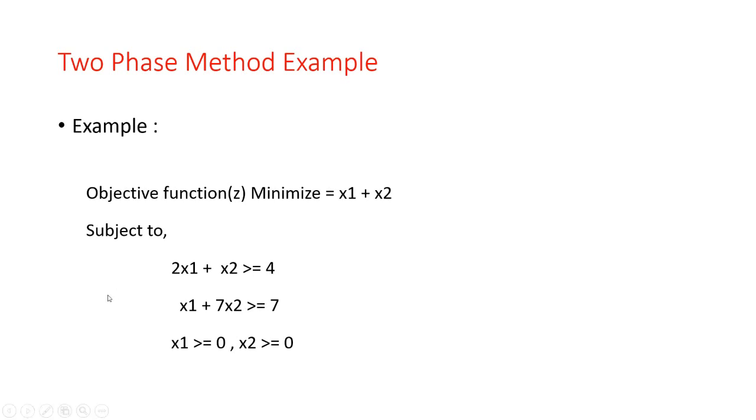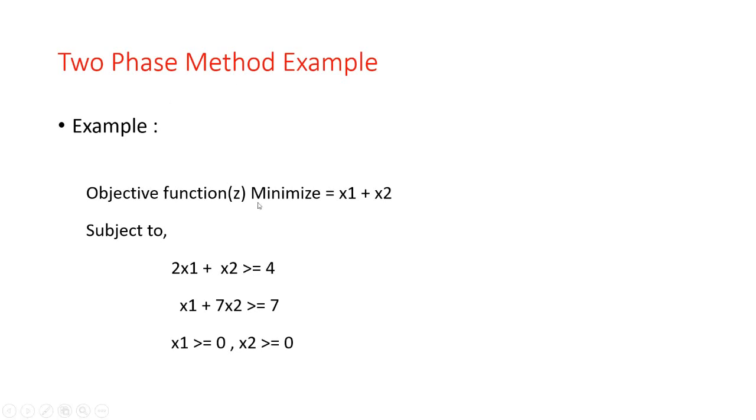But in this example, we have the LHS greater than or equal to 4. For greater than or equal to type equations, we use surplus variables and artificial variables, and this type of equation we can solve by using the two-phase method. In the two-phase method, two phases are used. In the first phase we remove all artificial variables used in these equations, and in the second phase we find the optimal solution for that particular problem.